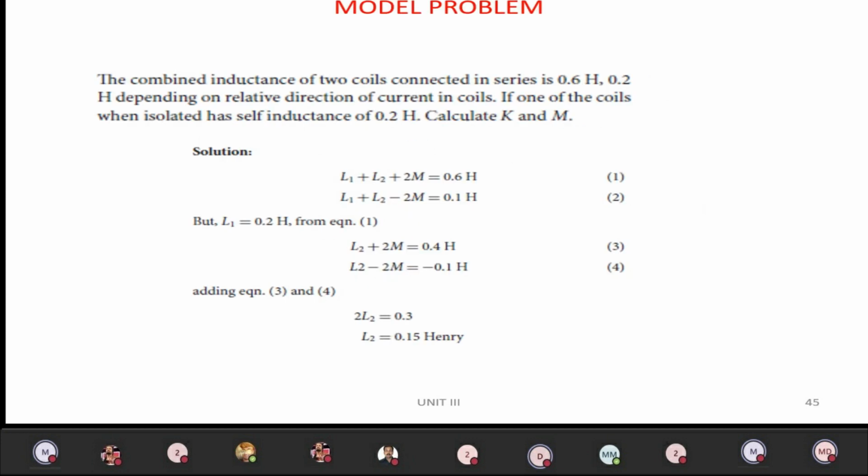Now we can see the two inductors or coils connected in series. We have two coils connected in series, 0.6 Henry and 0.2 Henry. What I have to find out is K and M, the coefficient of coupling K value and the mutual inductance M value.